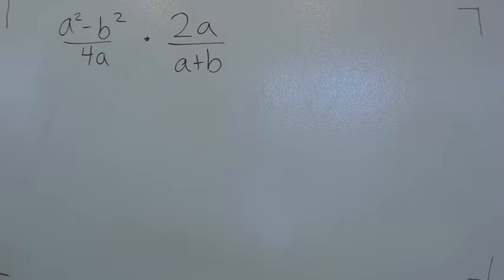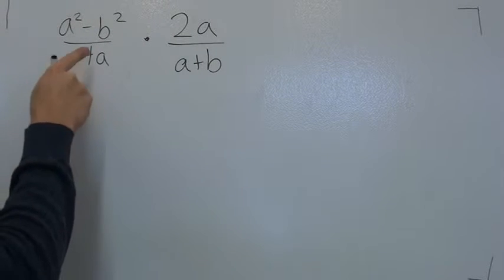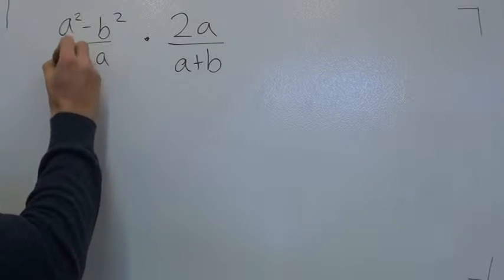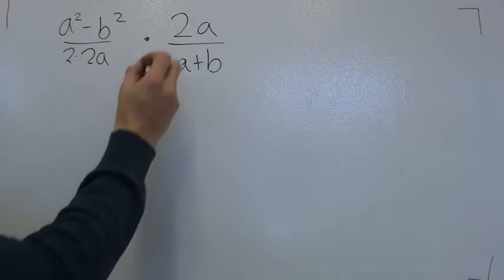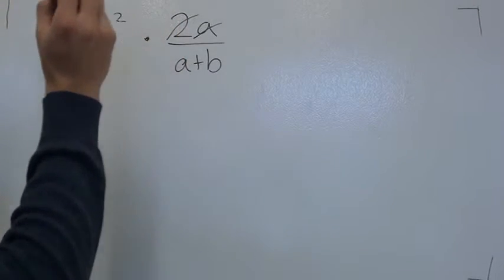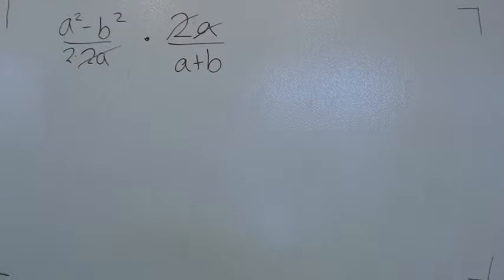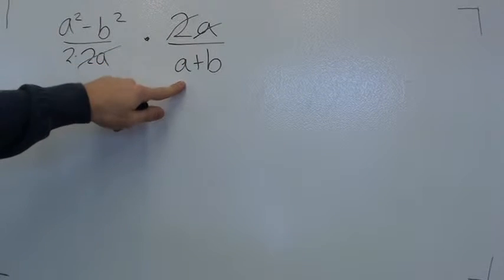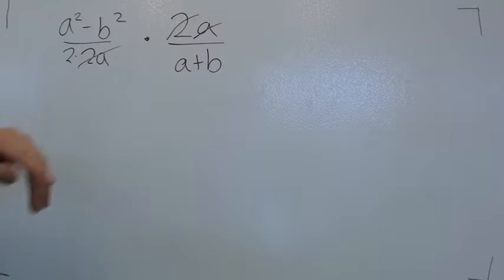Alright, immediately you can see this 4 can be written as 2 times 2a. Those cancel each other out. Right? So, now we're going to need to factor that and see if an a plus b term comes out so that we can cancel those.